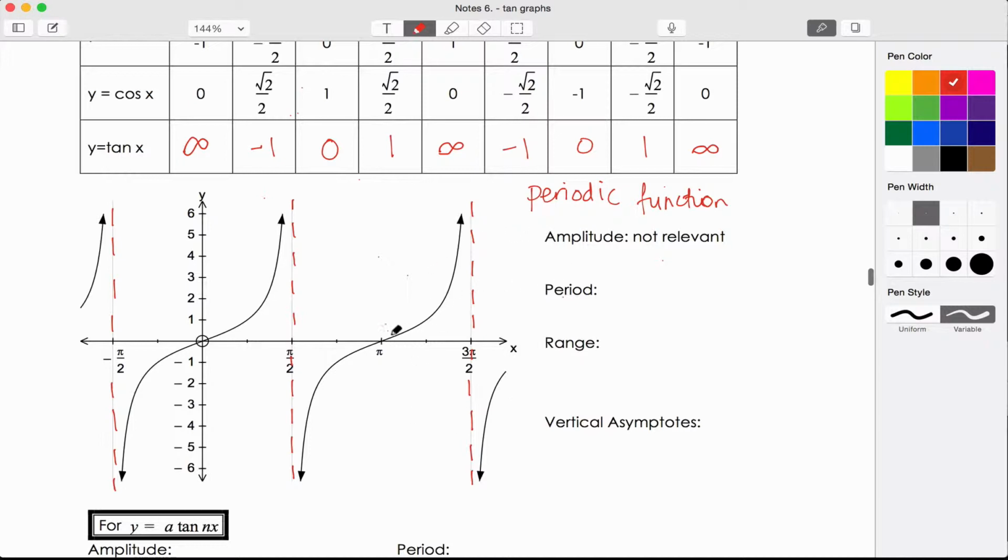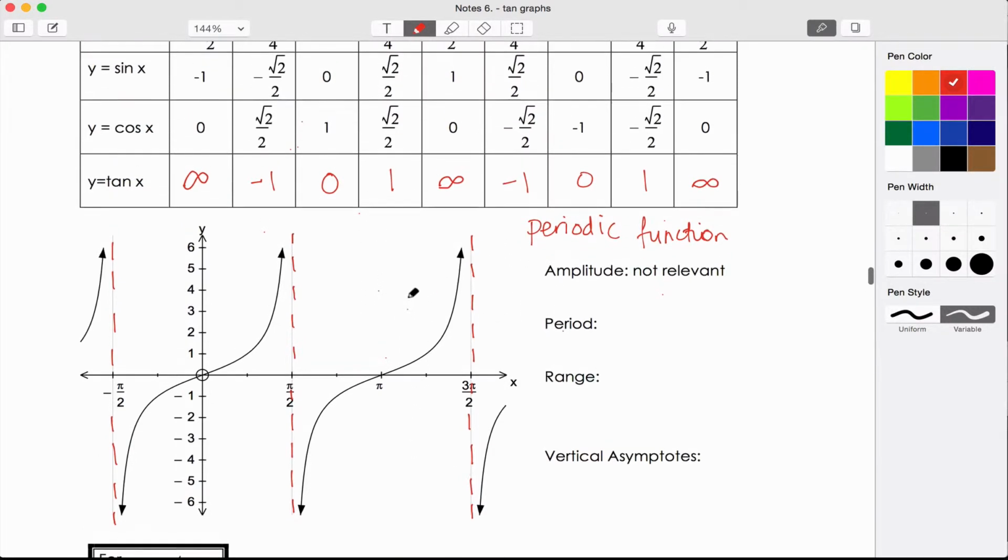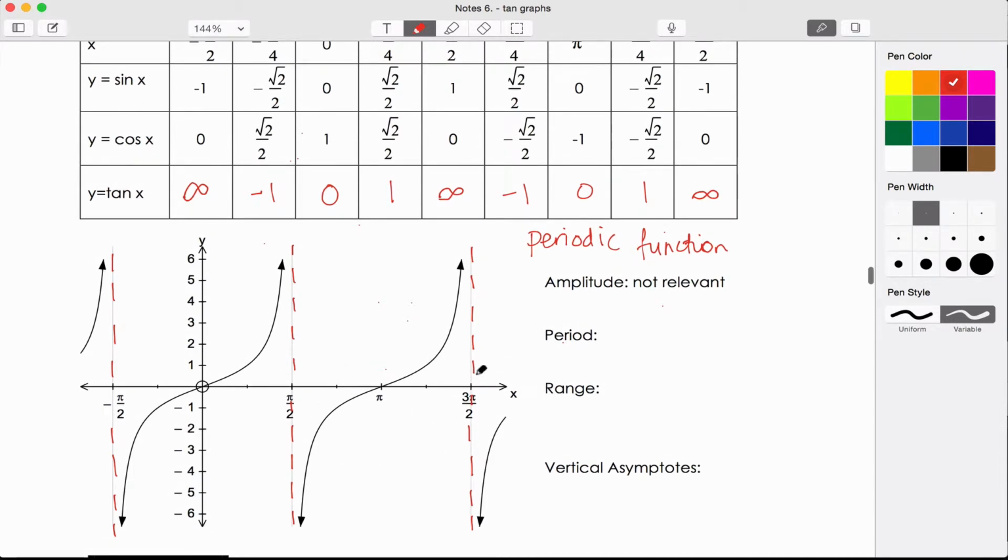So usually you'll be told a restricted domain that you need to graph this function for, otherwise you just keep on drawing it forever. I want to highlight some of the main features here. First one is that amplitude is not relevant, because remember when we had our sine graph, amplitude is this value here, how high the wave is. In our tan graph, it keeps going all the way up into infinity and all the way down into infinity, so we can't really find an amplitude. So we don't say that there is an amplitude for a tan function.